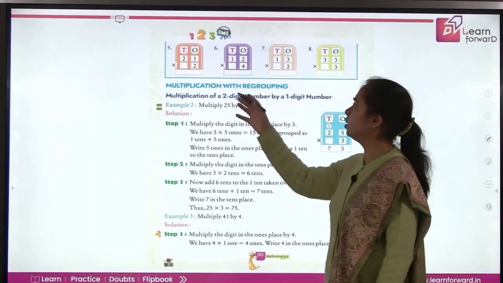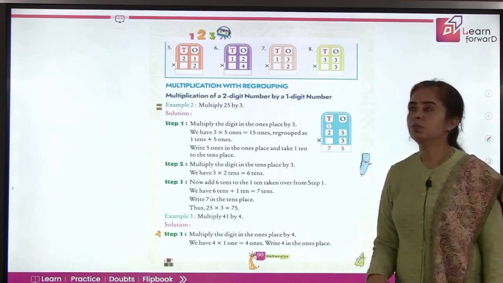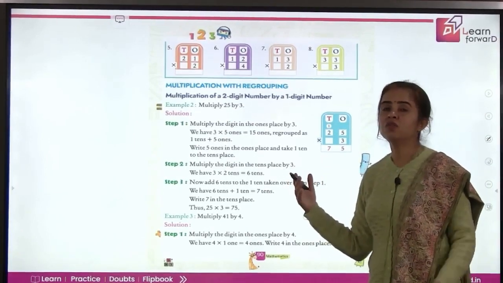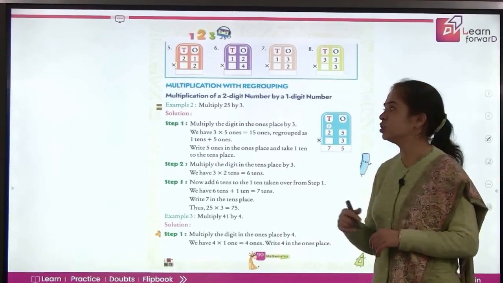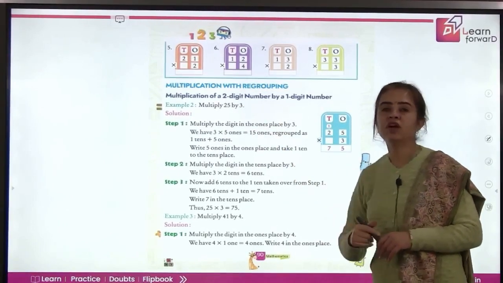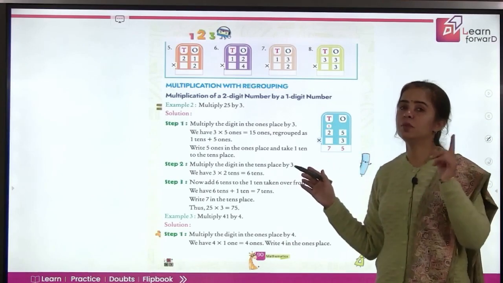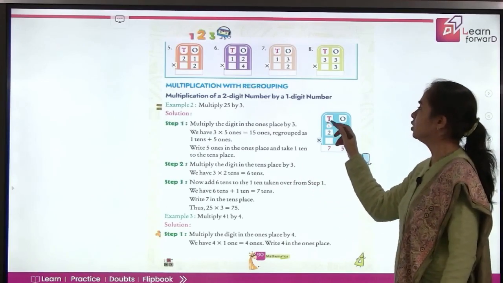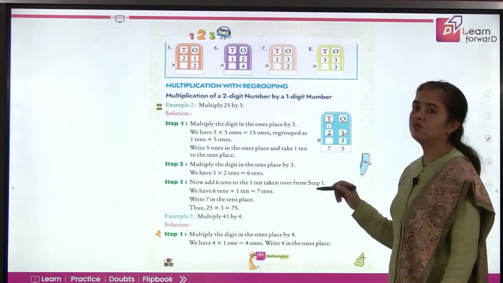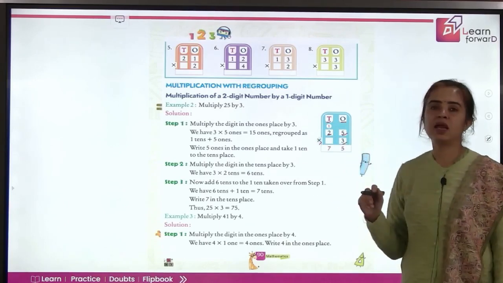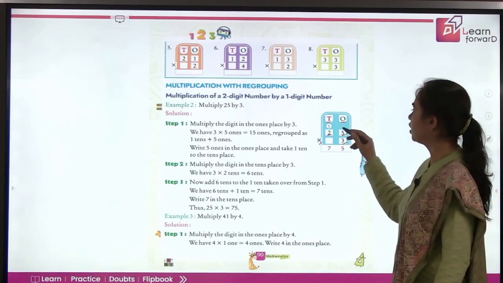Now we'll be learning multiplication with regrouping. Here you might be needing a carryover like we carry over in addition. So if you have to multiply 25 by 3, we'll use the same method of writing places, writing the digits carefully, putting the multiplication sign. So tens and ones, 2 tens, 5 ones is 25. Put the multiplication sign and then multiply it by 3. Start from the ones place.